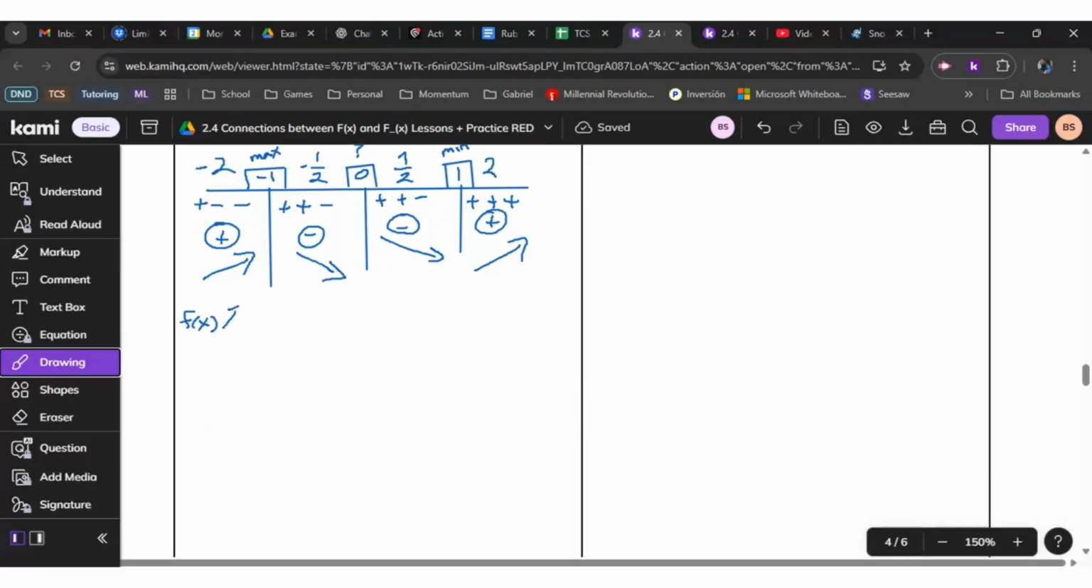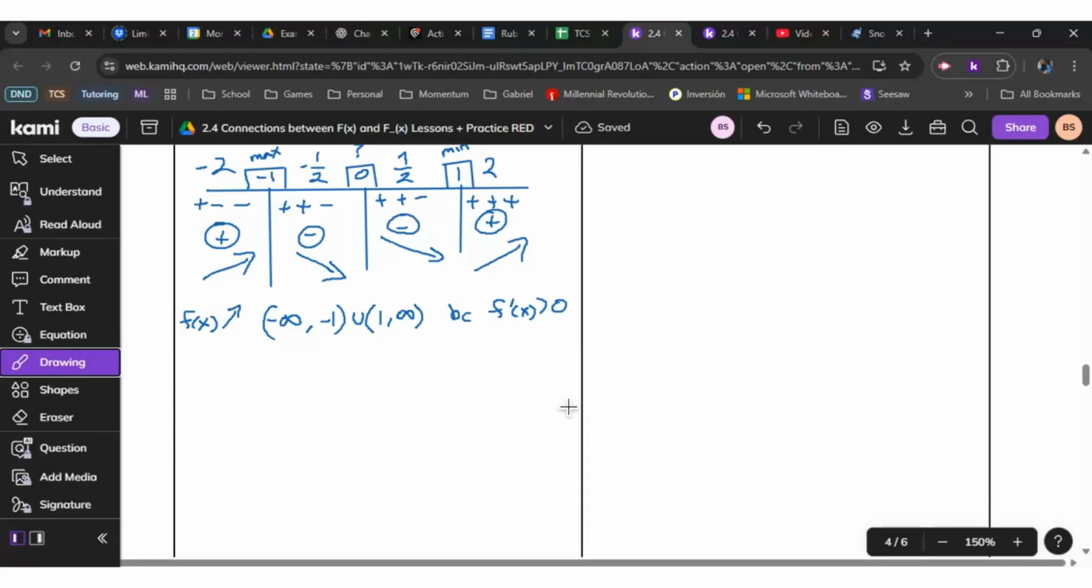f of x is increasing where? All the places the arrow points up. So negative infinity to negative 1, and from 1 to infinity. Why? Because those arrows point like that: f prime of x is positive.